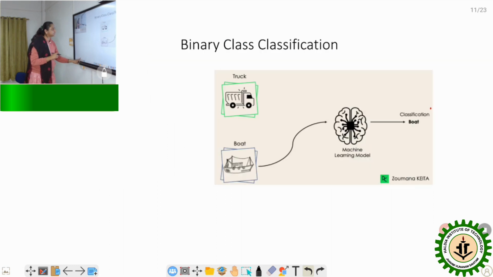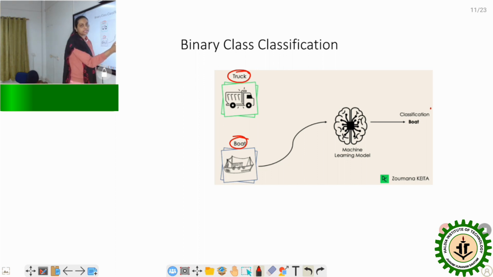Now, in binary class classification, that means I have two classes. From this example, I have one class as truck and another class as boat. Since this is a classification problem, whatever dataset corresponds to this particular set will be trained earlier, and whenever we predict, we have to predict between these two class instances. That means here the target variable has two values, either truck or boat.